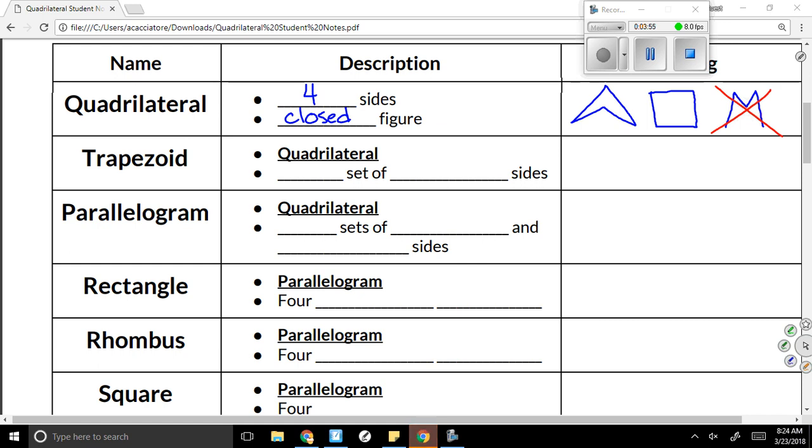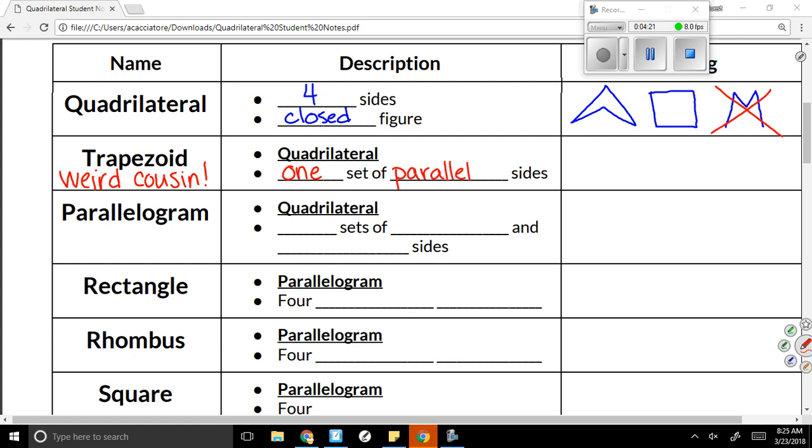All right, next up is our trapezoid. I like to call the trapezoid the weird cousin. So I'm going to write that little note here, and I'll tell you why it's the weird cousin in just a second. So a trapezoid is a quadrilateral. It still has 4 sides and is a closed figure. And it has 1 set of parallel sides.